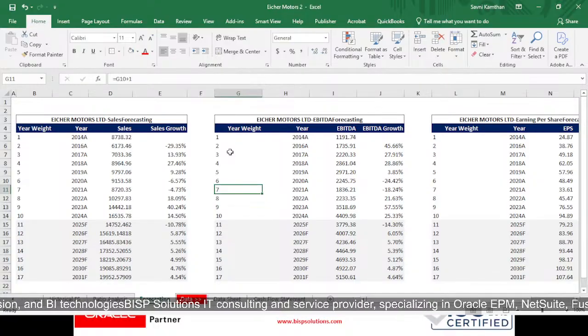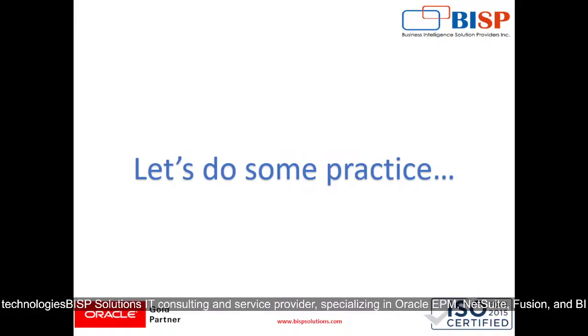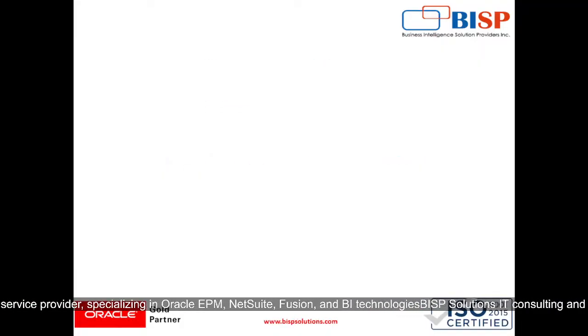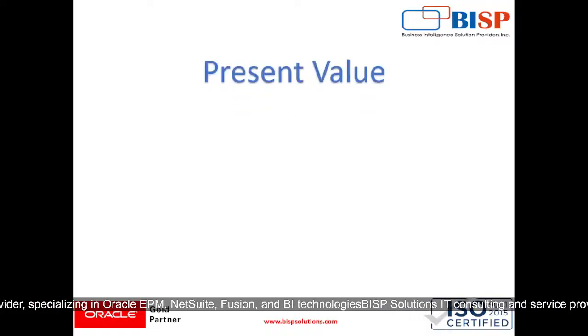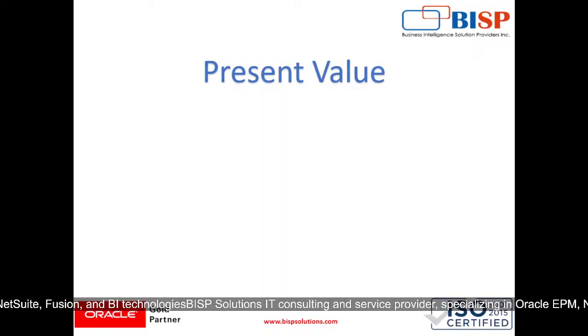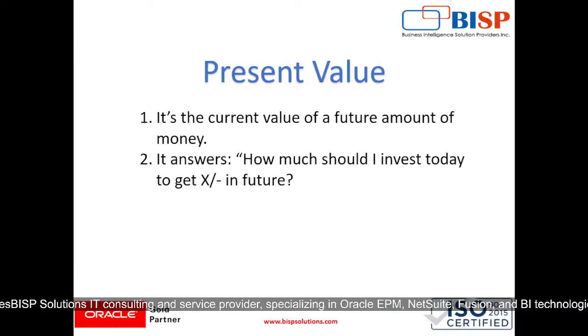Now moving forward, we will now understand present value, which comes under time value of money. So before moving forward to present value, time value of money is like a rupee today is worth more than a rupee in the future. So it's the current value of a future amount of money. It answers how much should I invest today to get X rupees in future.